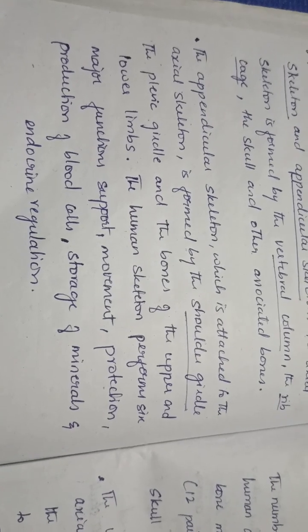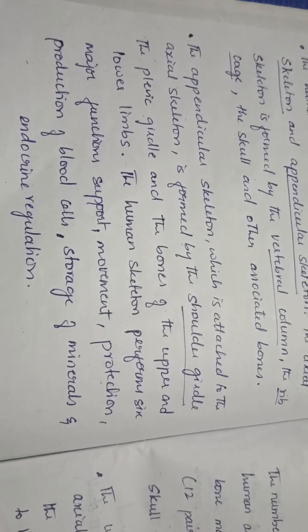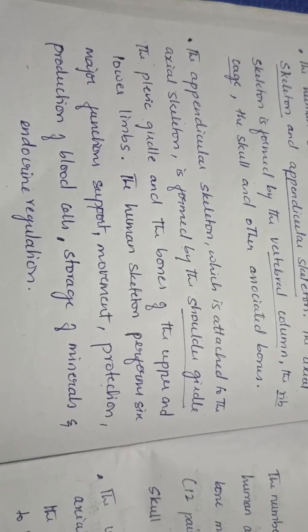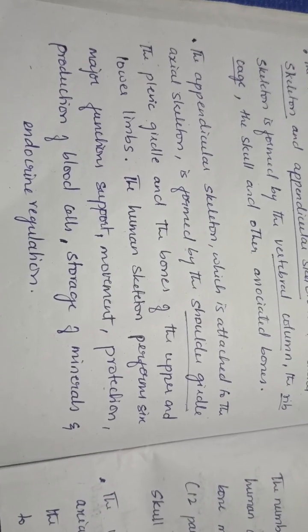The human skeleton performs six major functions: support, movement, protection, production of blood cells, storage of minerals, and endocrine regulation.